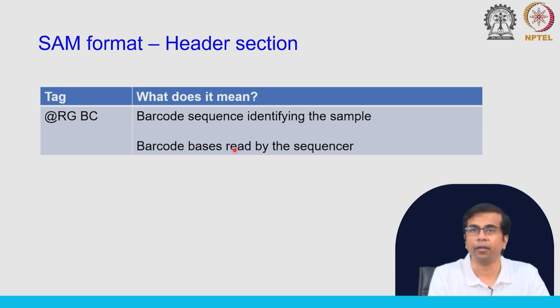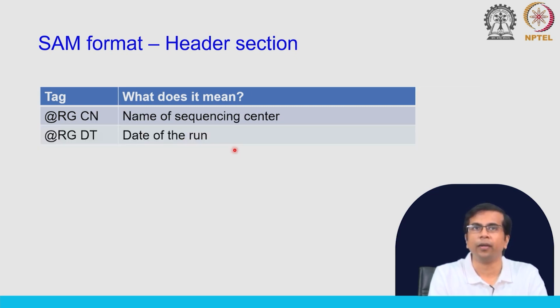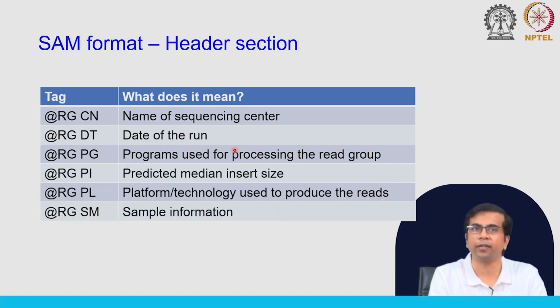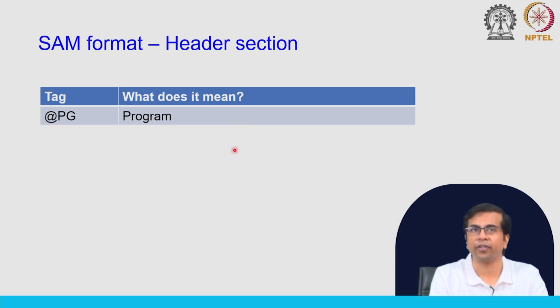Of course, you cannot remember all the details, but you now understand how to interpret these fields if you see them in your SAM file. Okay. Then you have @RG BC. So this is actually the barcode sequence that is used by the sequencer to identify the sample, and then you also have some details about the sequencing center name, the date of the run, the programs that were used for processing the read group, the predicted median insert size, and the platform that was used, some sample information, etc.